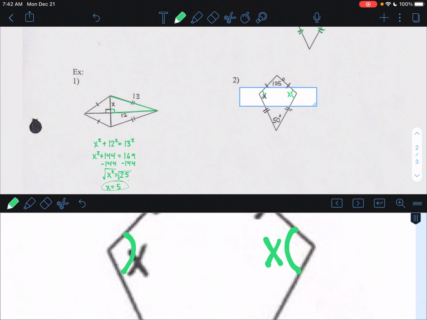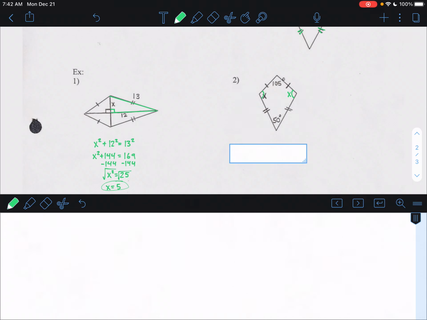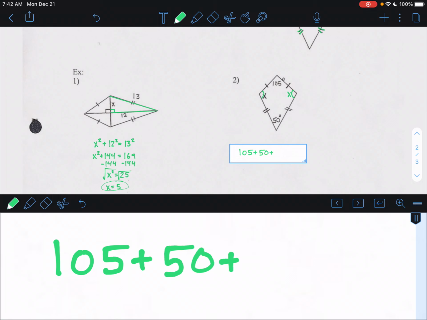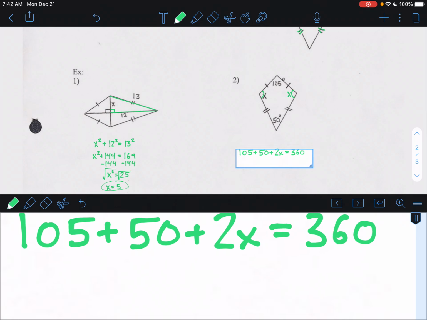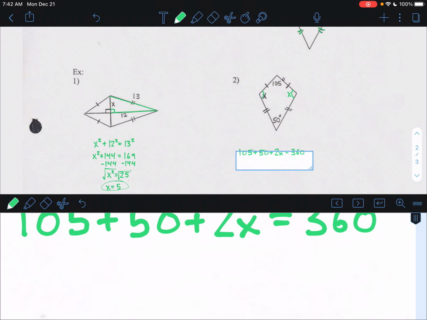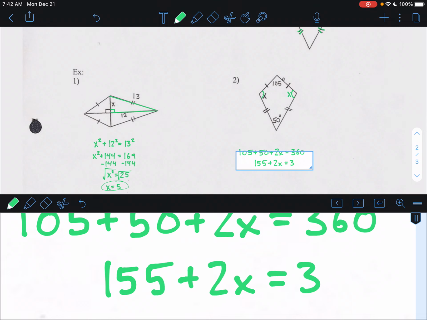So a kite is a quadrilateral, and the interior angles of a quadrilateral add up to 360 degrees. So I know I can do 105 plus 50 plus, well, there's x plus x, so I'll just say 2x equals 360. Let's see, I will combine like terms, so I have 155 plus 2x equals 360.